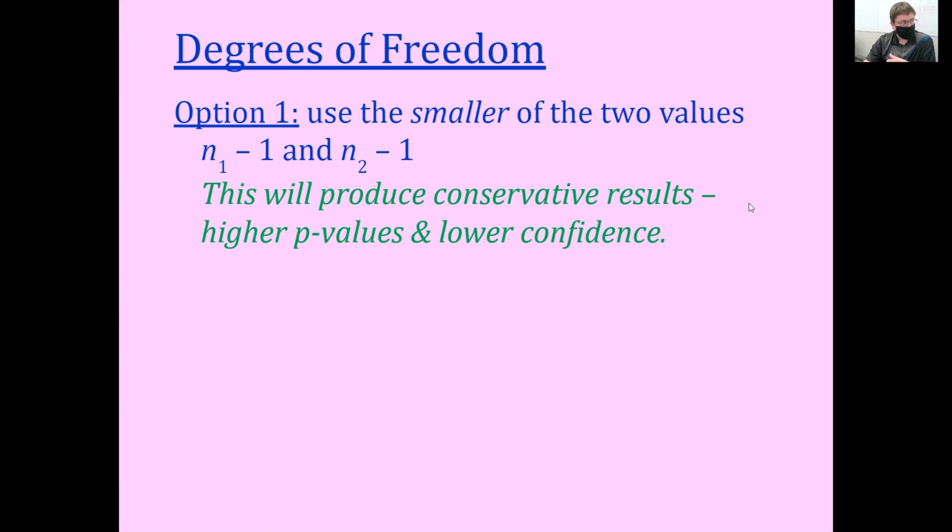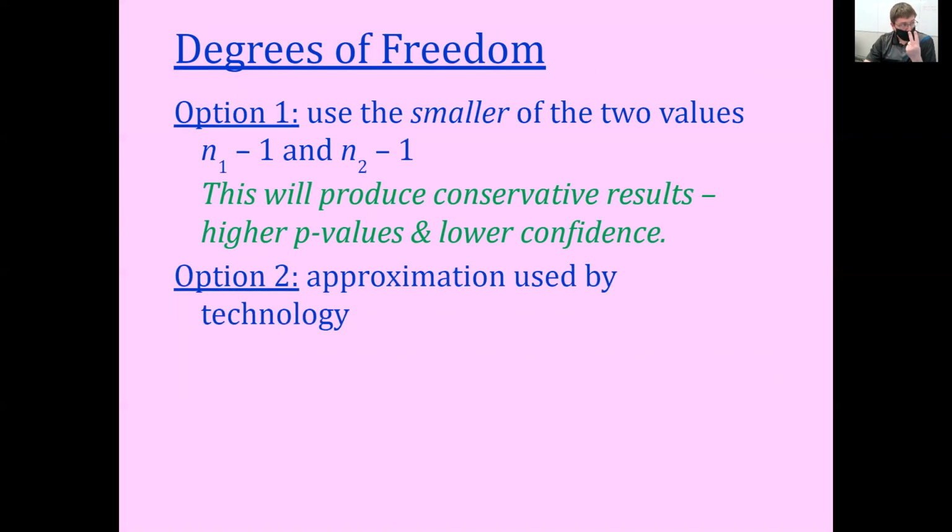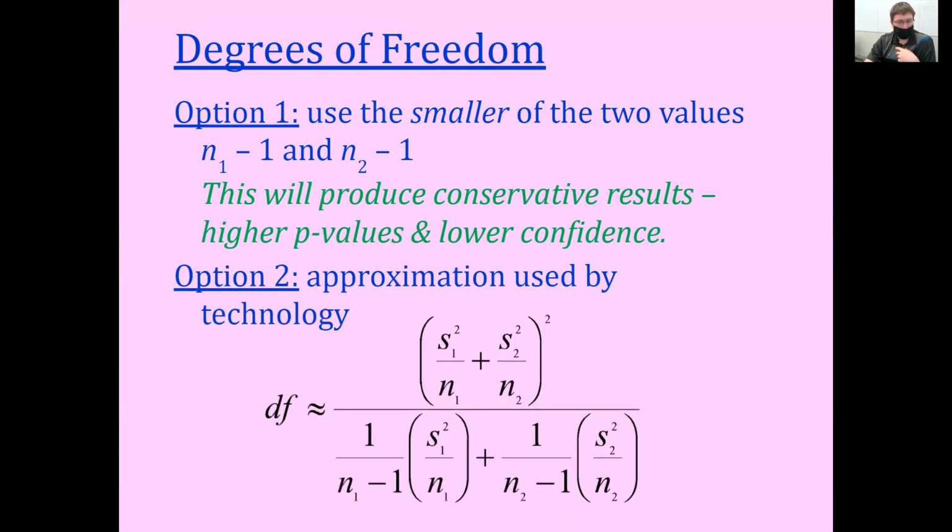We do this because this produces the most conservative results. We don't want to be aggressive in our assumptions. So this will lead us to have higher p-values and lower confidence. However, since we have calculators, we're going to use option 2. It's approximated by technology. This nice, fun looking formula that you guys can't wait to do, don't worry, you don't have to, is inside your calculator. It does it all for you, and it's going to spit out a degrees of freedom.